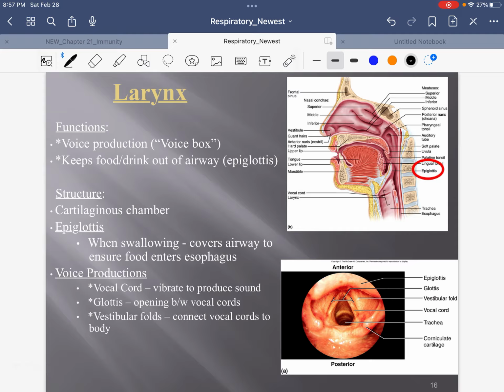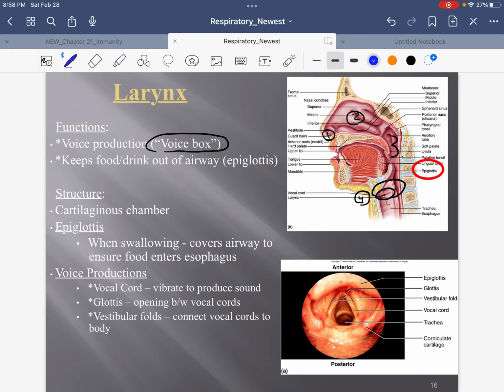Then we're going to get to the larynx. The larynx is the voice box. So if we're going to continue, we had the nose, entrance to the nose, nasal cavity. We had 3 regions of the pharynx or throat. And now we're going to get into the larynx, where our voice box is.